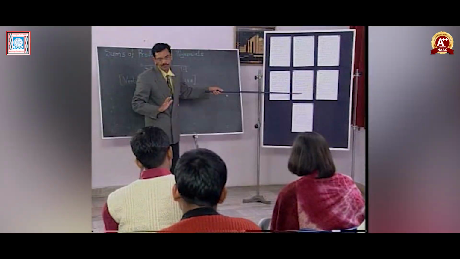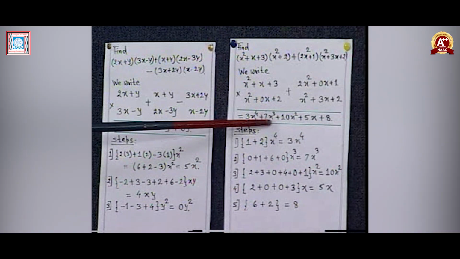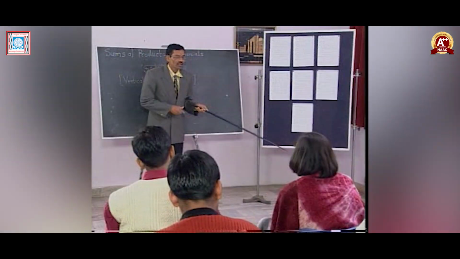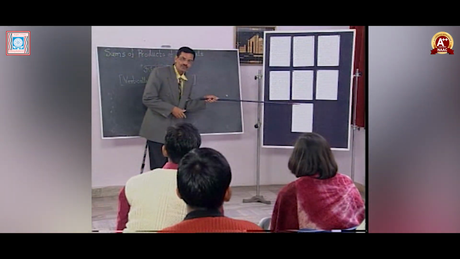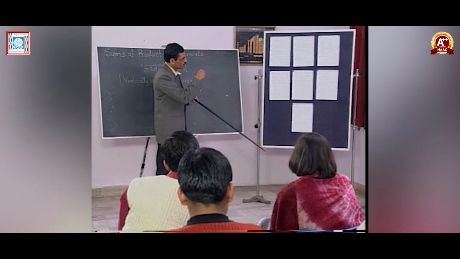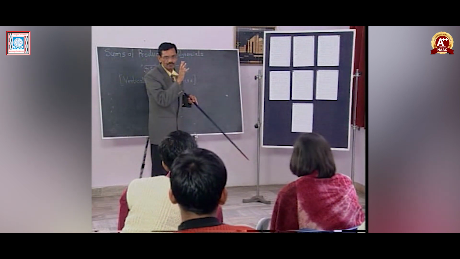And in the end we get 3 into 2 plus 1 into 2. That is 6 plus 2, that is 8. So the answer is 3x to the power 4 plus 7x cube plus 10x square plus 5x plus 8. Again I say that you can skip the steps, work out the calculations mentally and start writing the answer: 1 into 1 plus 2 into 1, 3x to the power 4, and so on.